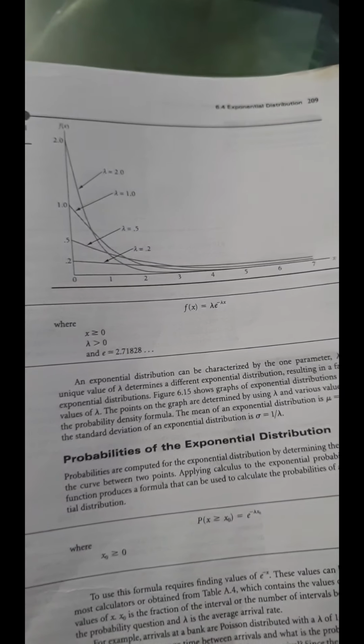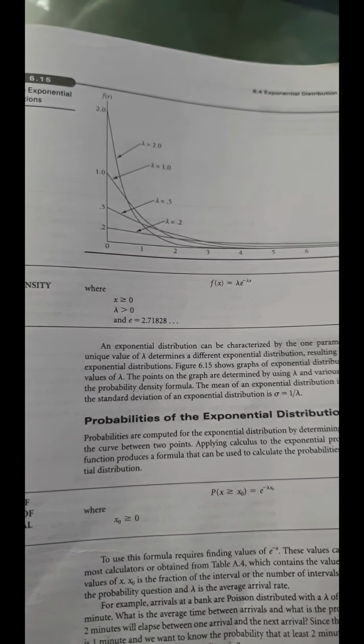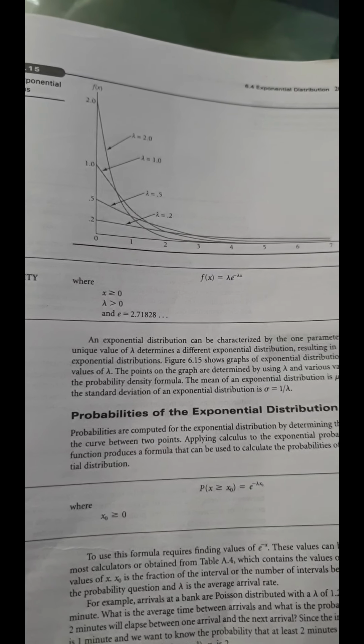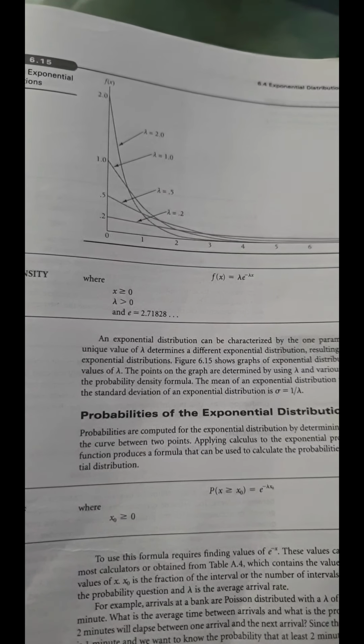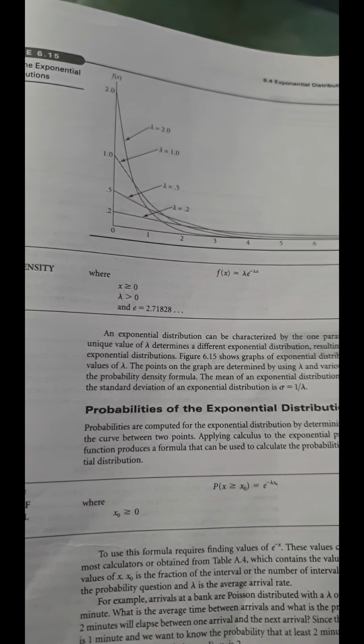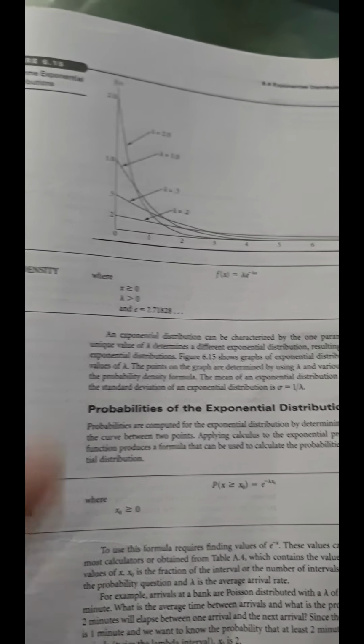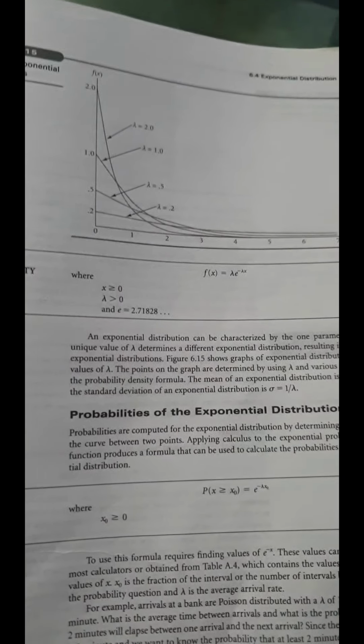See on page number 209, the graphical presentation of the exponential distribution is there, right? It is skewed to the right-hand side. The starting point is 0, and the x value ranges from 0 to infinity. The apex is always at 0, right? Then in the bracket, the exponential probability density function is there.